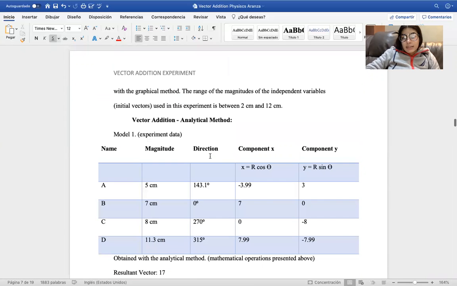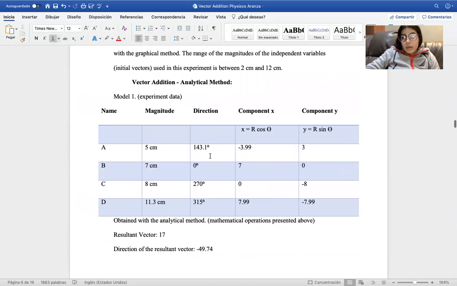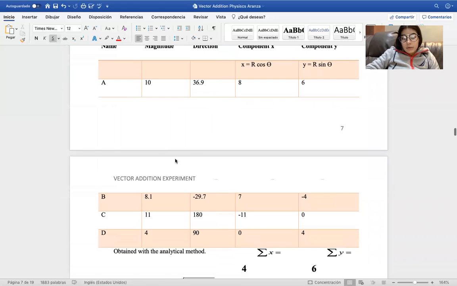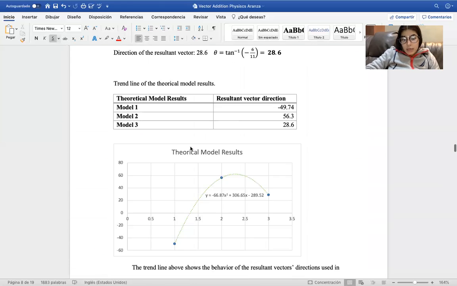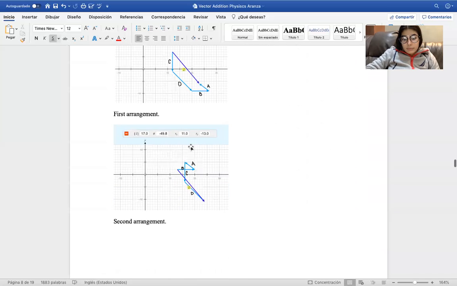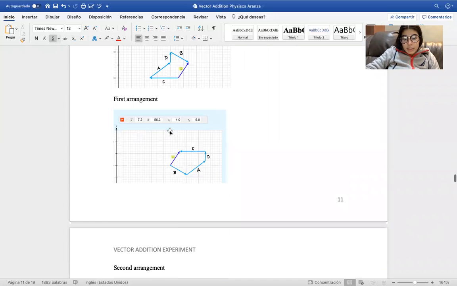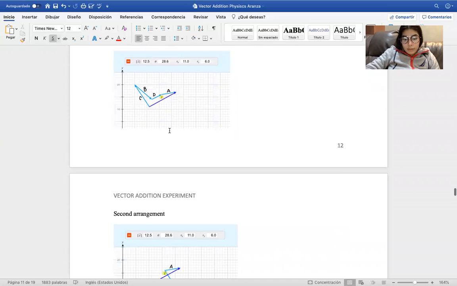And I did the same process with 3 groups of different initial vectors. So here's 1, here's 2, and here's 3. And here are the different arrangements for each one.